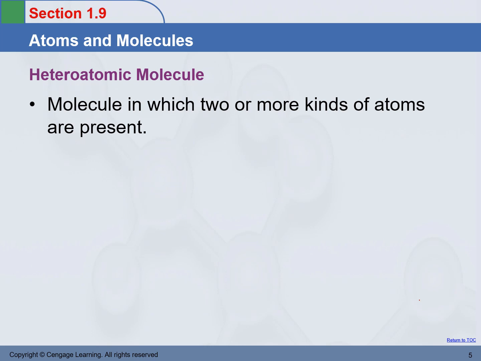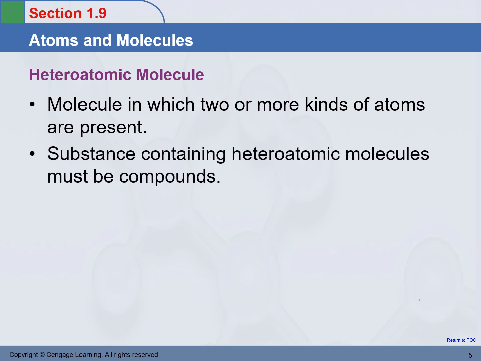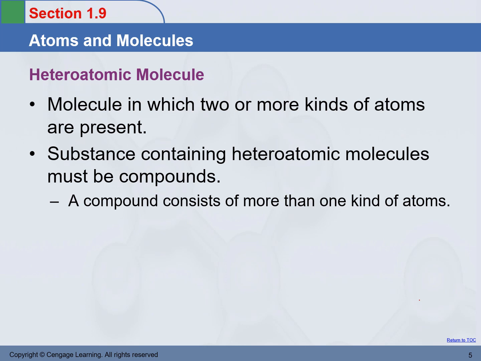Once we understand the concept of homoatomic molecule, we will naturally understand the heteroatomic molecule. A heteroatomic molecule is a molecule in which there are 2 or more kinds of atoms. A substance containing heteroatomic molecules must be a compound, or we can say a compound consists of more than one kind of atom. Here are examples of heteroatomic molecules.